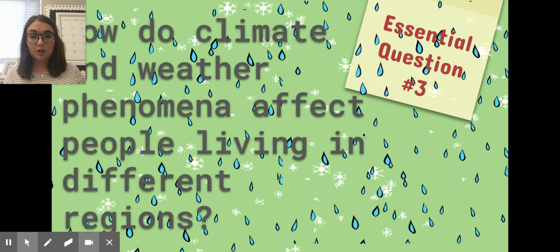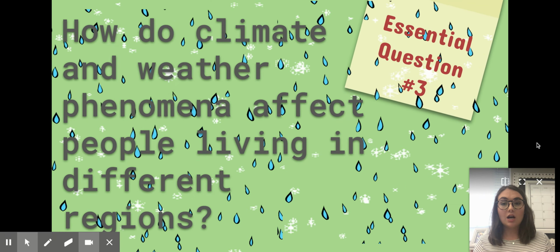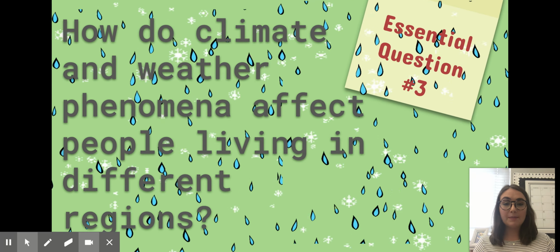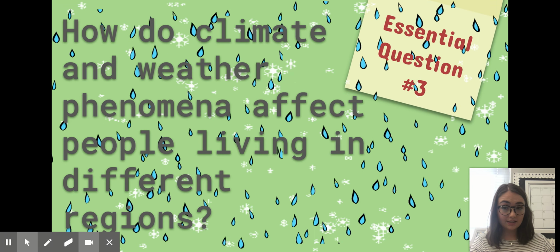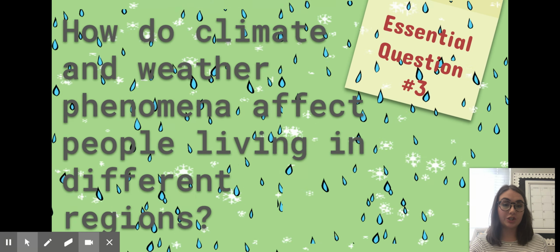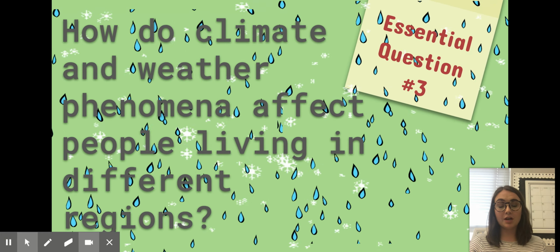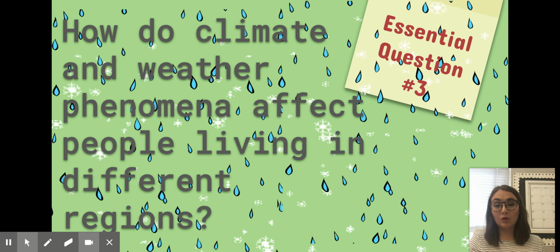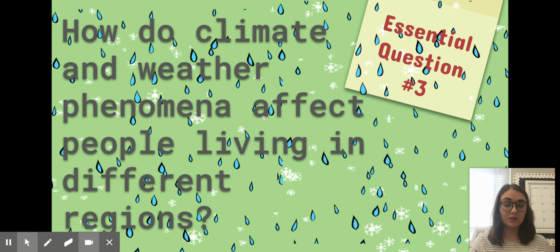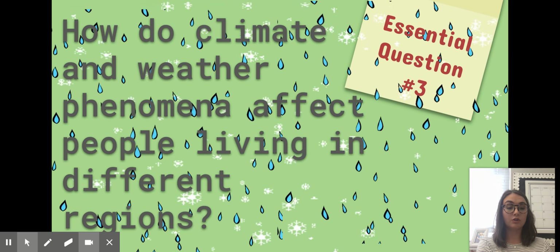What we're going to talk about today is how climate and weather affect how people live in different regions. So, your essential question for today is how do climate and weather phenomenon affect people living in different regions? So, at the end of this lesson, you should be able to answer that in your own words.